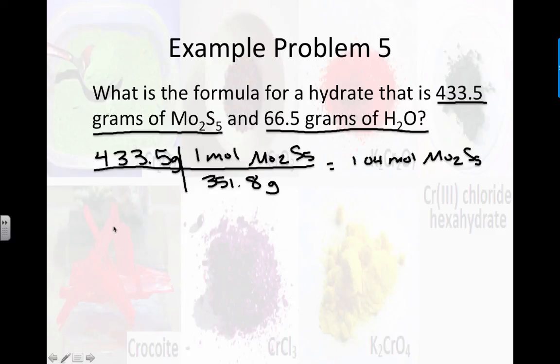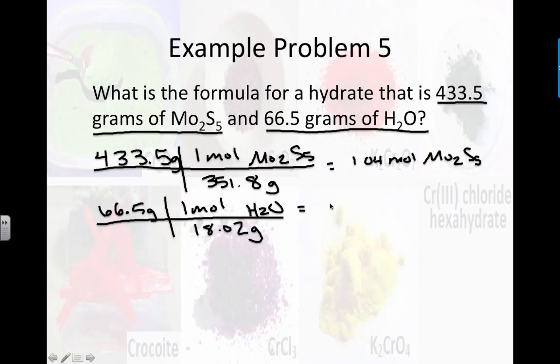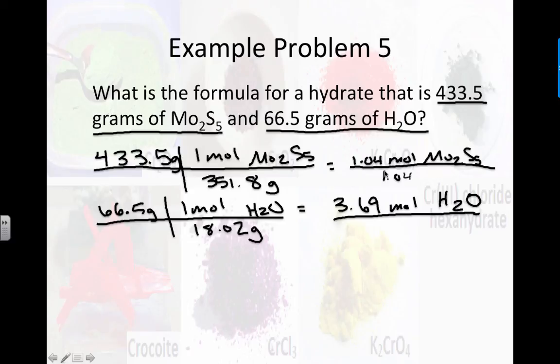Now let's look at water. 66.5 grams of water is how many moles? Each mole weighs 18 grams. So 66.5 divided by 18 is 3.69 moles of water. Okay, so let's change to the simplest mole ratio. We have to divide by the smallest, which is 1.04.